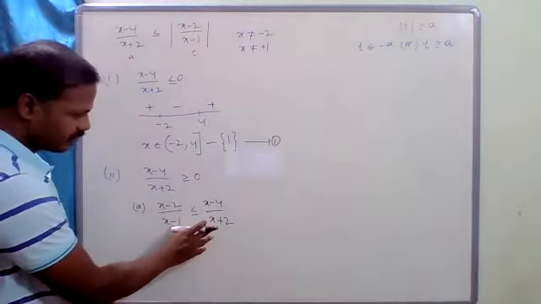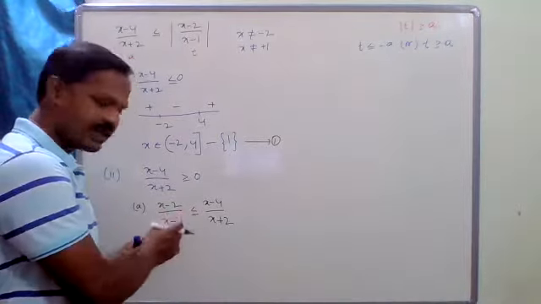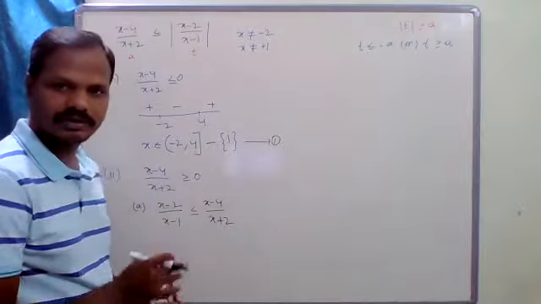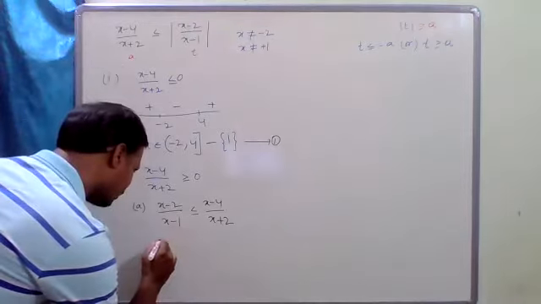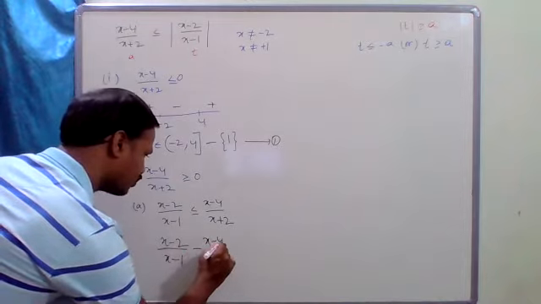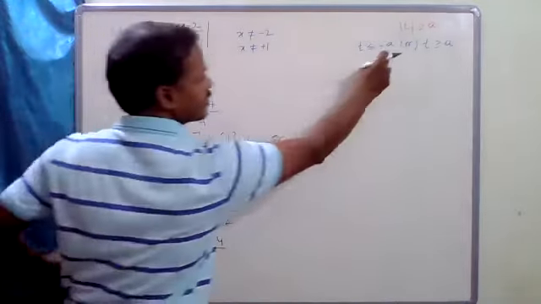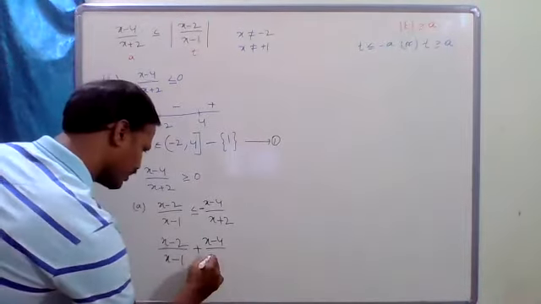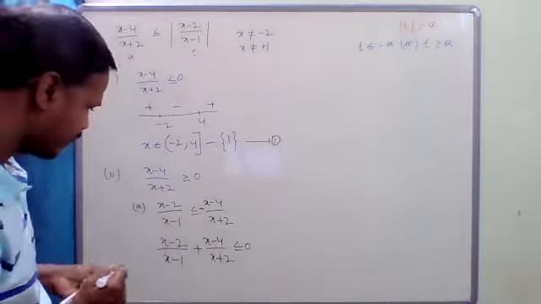See, while we are solving rational expressions, rational inequalities, you should not do the cross multiply. We already told that condition. So you have to take this to the left side. Then (x minus 2) by (x minus 1) minus (x minus 4) by (x plus 2). Minus a means minus of this one. If you take the left side, it is plus, (x plus 2) less than or equal to 0. Is it clear?